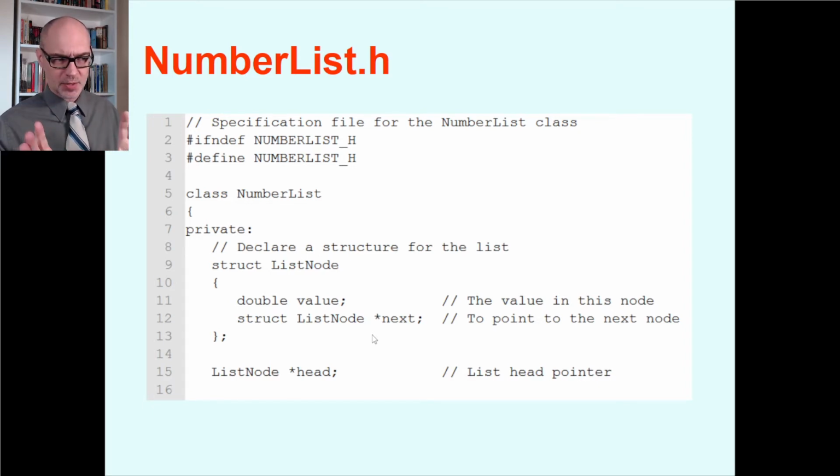So again, maybe pause the video here, jot this down so you can refer back to it. List nodes do have 2 things in them, the value, which is the data, and next, which is the pointer to the next list node.